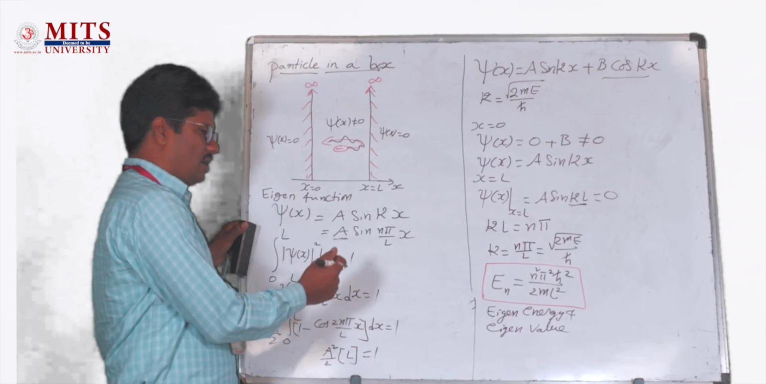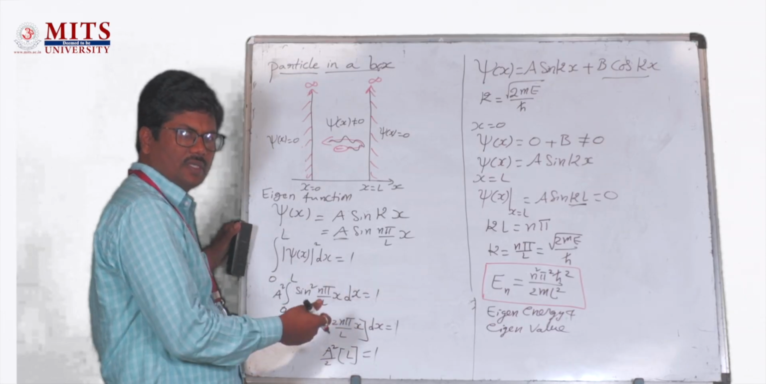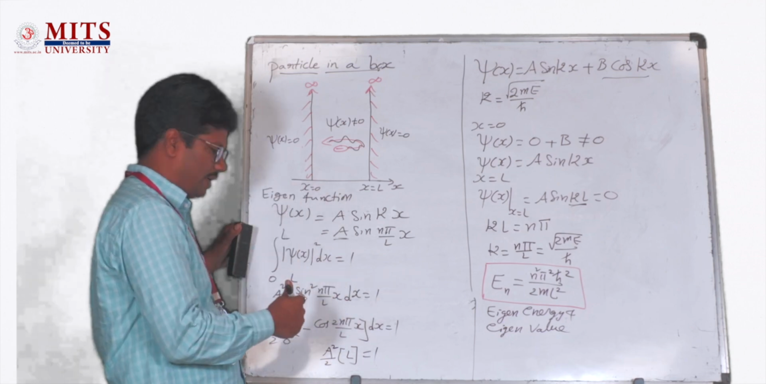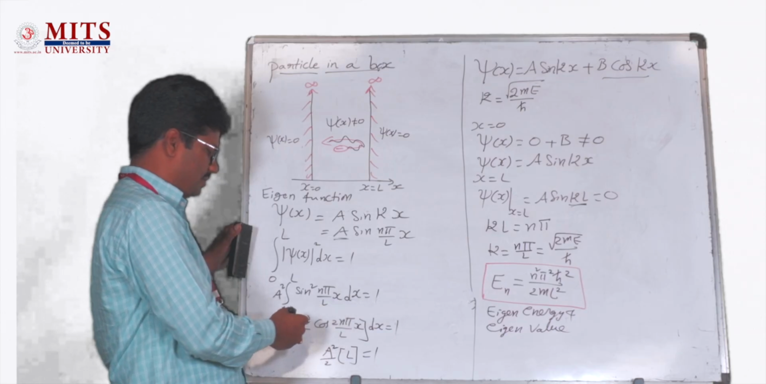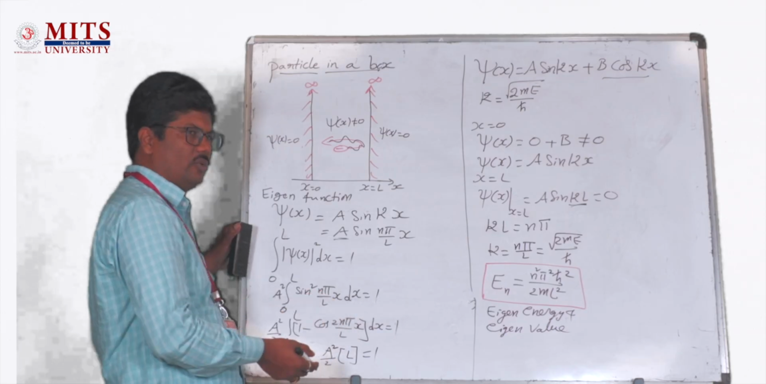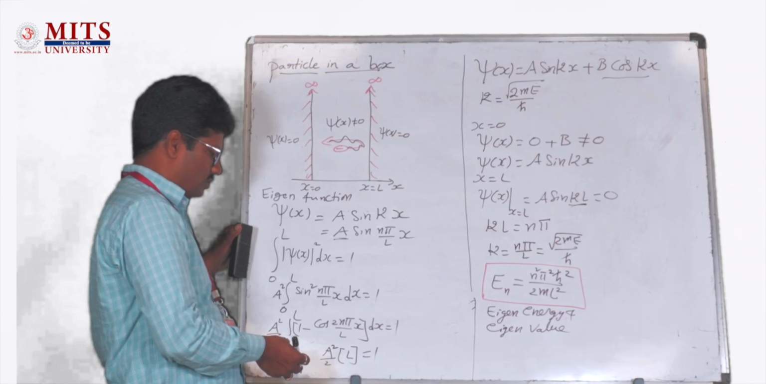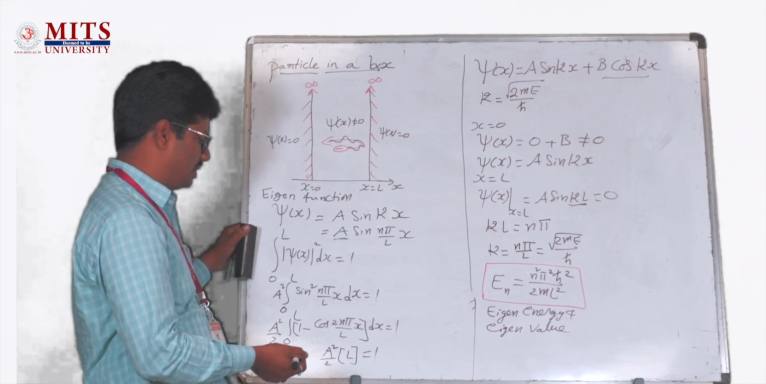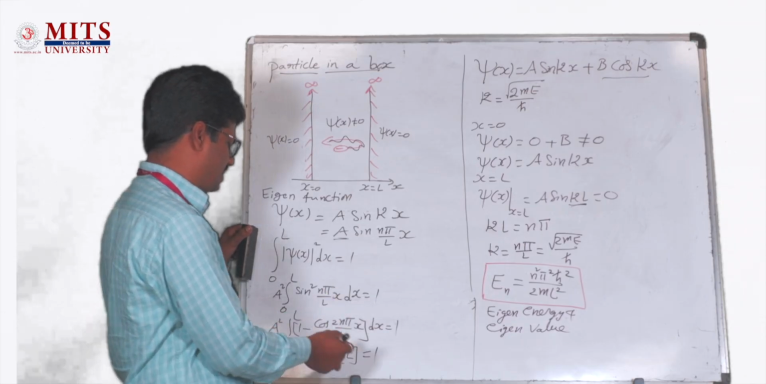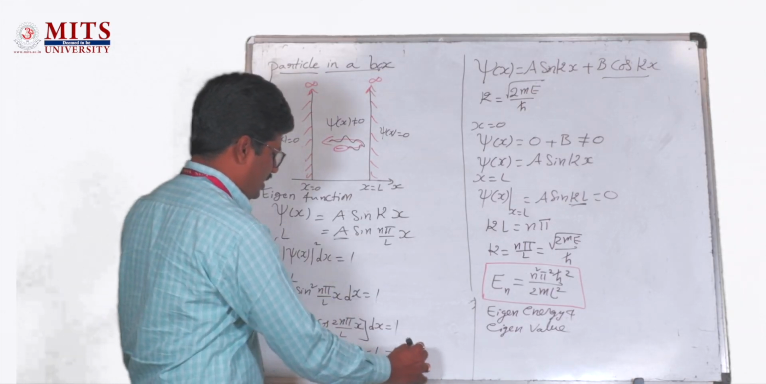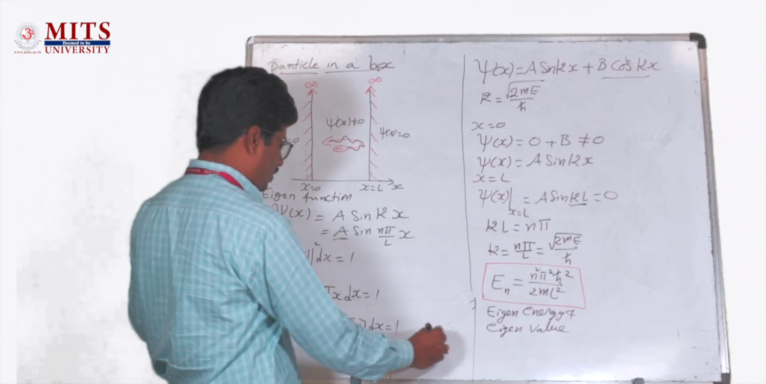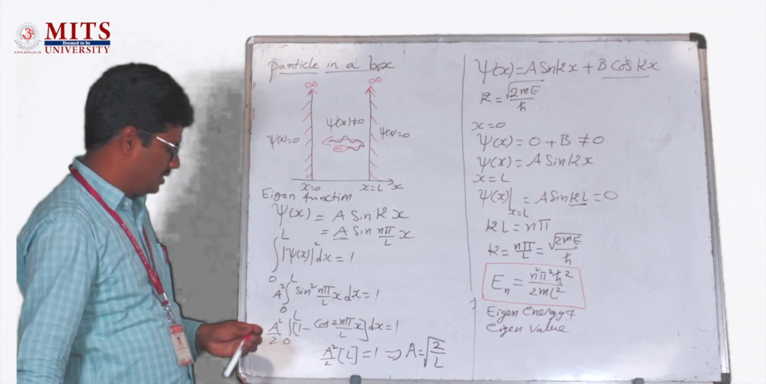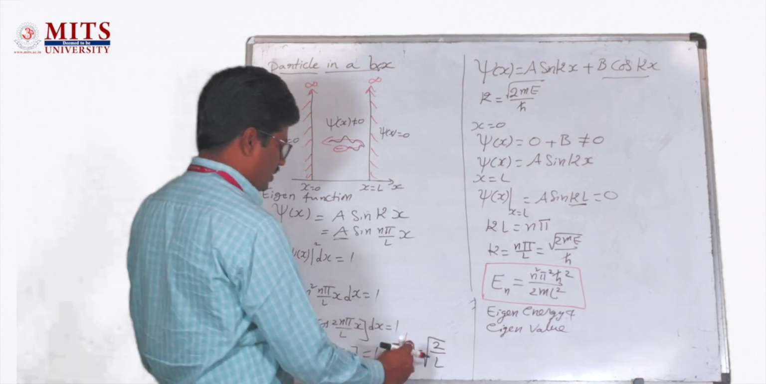If I integrate this cos value, it will become sine. So sine 2 n pi by L into x times L by 2 n pi. But if you apply limits, the L cancels, sine 2 pi will become 0, and sine 0 is also 0. So that term will vanish. Ultimately what you will get is that the A value is equal to square root of 2 by L. This is the amplitude of the wave that is moving inside the box. So the A value is root 2 by L.